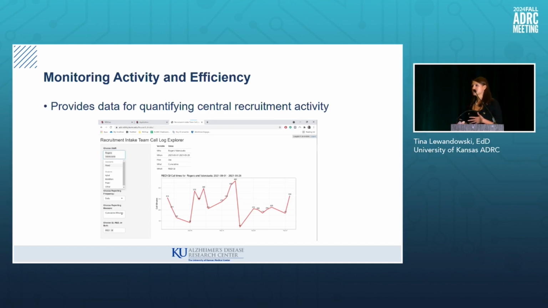And then it also helps us to see how many touch points we need to have with participants. So when we take a look at different groups, some groups require more touch points, and we were able to use this information to determine we need to have a few more touch points with certain groups than other groups.